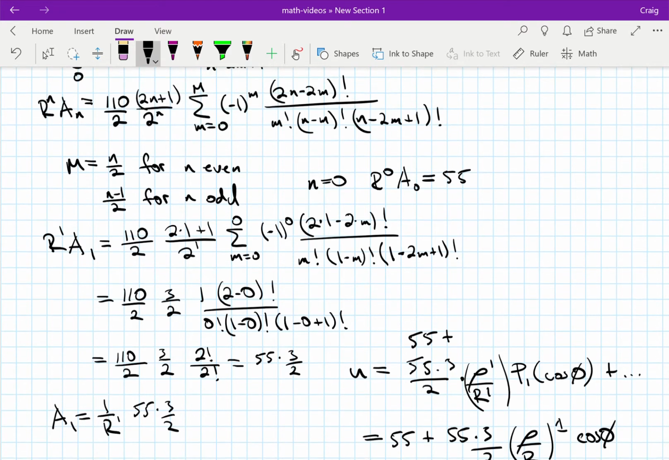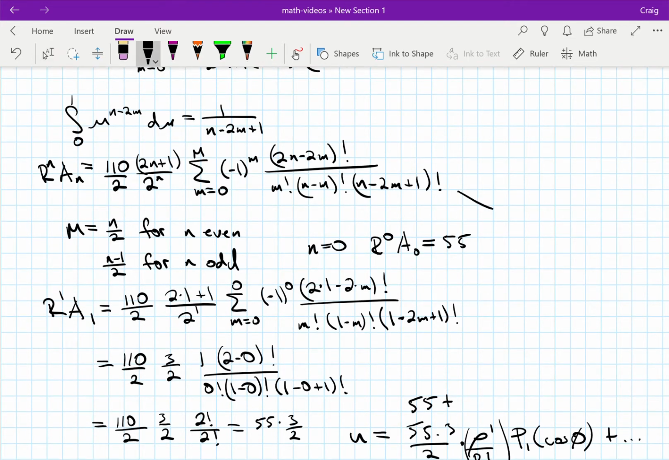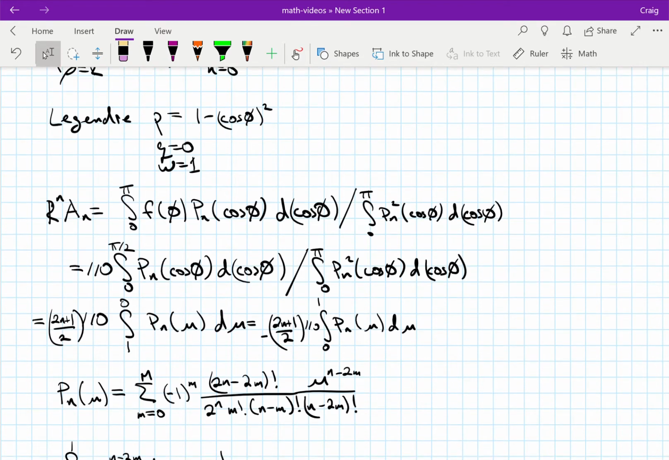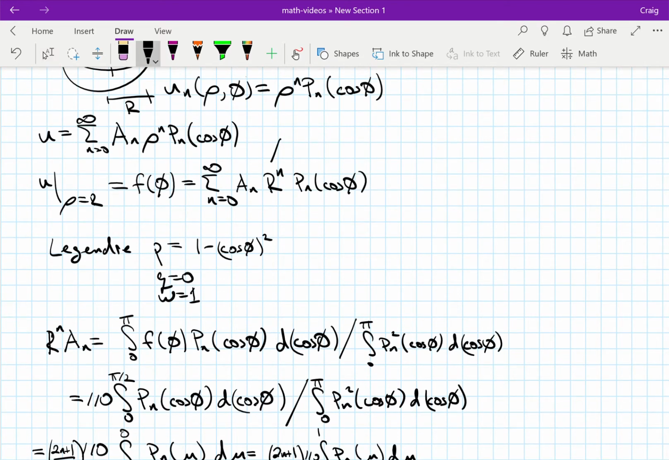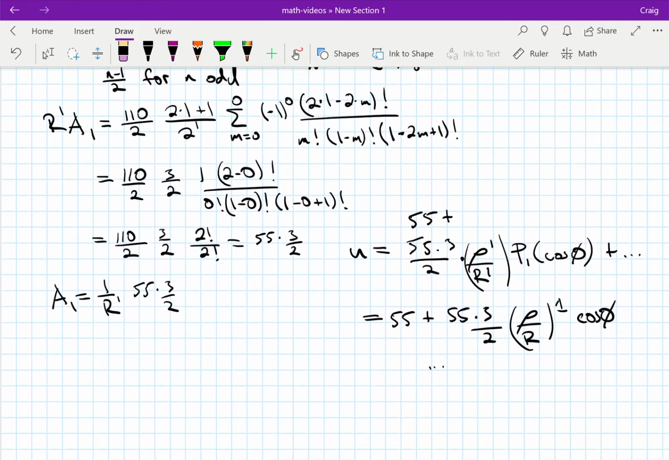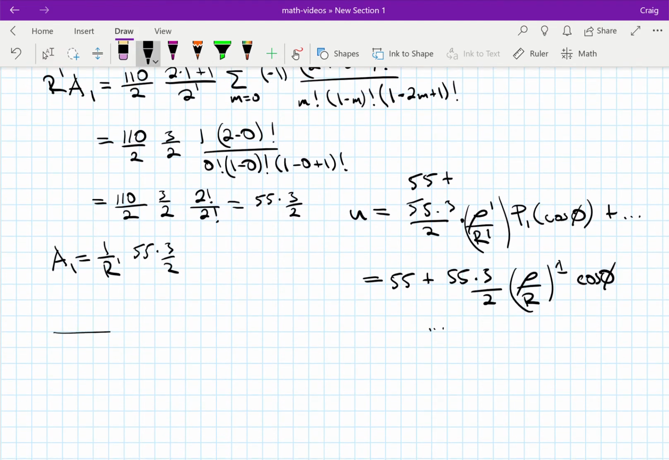So we could go through and plug in values for n equals 2, n equals 3, and at the end of the day, our entire series would be given by those coefficients multiplied by the appropriate Legendre polynomial. And that's it for now.